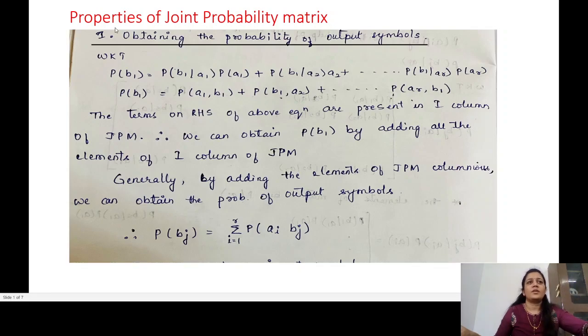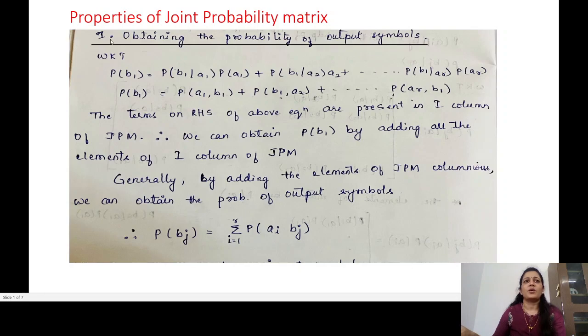Hi, so today we are going to discuss some of the properties of the joint probability matrix. In the last session we have seen what a joint probability matrix is, along with some other associated probabilities like input probability, output probability, input conditional probability, output conditional probability and joint probability, right? Now we are going to discuss three important properties of the joint probability matrix.